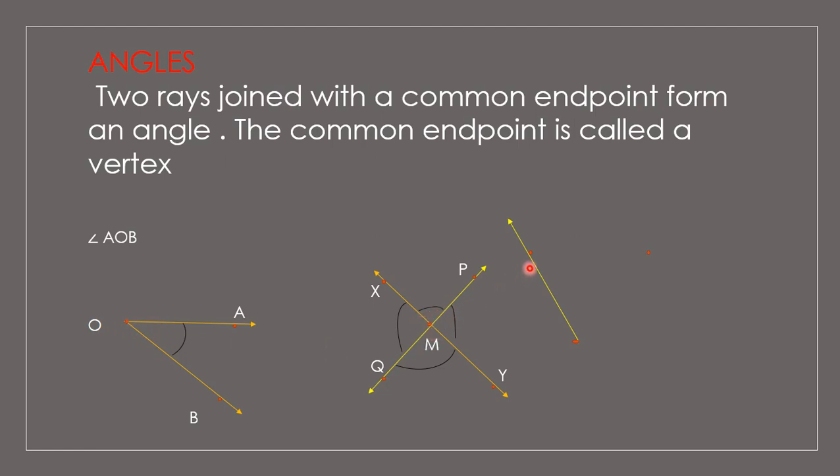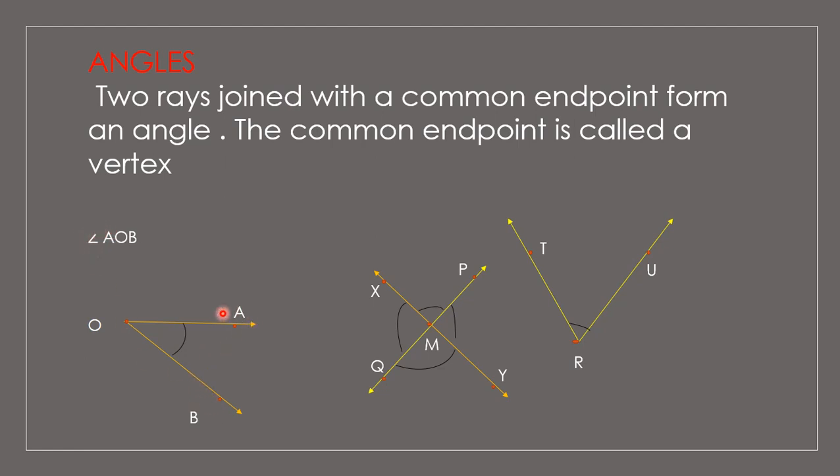Okay, now again these two rays TR and RU, they start from the same point R. So at point R, there is an angle. So, the name of this angle is angle TRU or angle URT also. So, remember, this is the sign of angle.